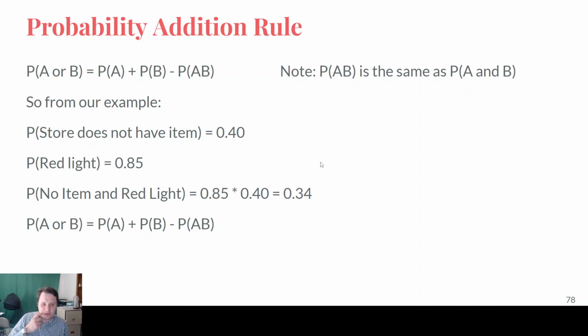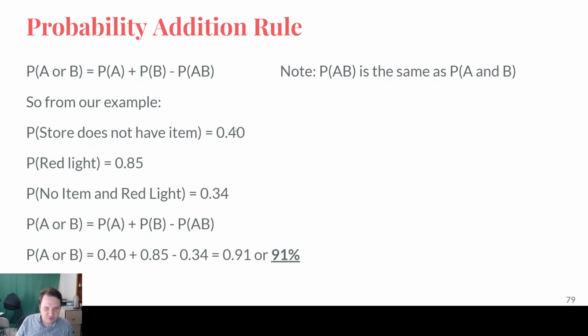So from our example earlier, we know that the probability that the store doesn't have what we want is 40%, and the probability of a red light is 85%. And we were able to calculate both of those happening by just multiplying them, because they're independent. One does not have an effect on the other. And so we multiply them to get 0.34. And so now that we have all these numbers, we can plug them into the formula. So what's the probability of one or the other happening?